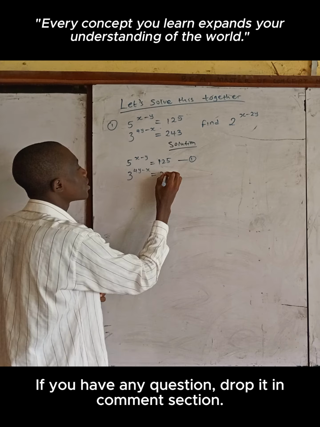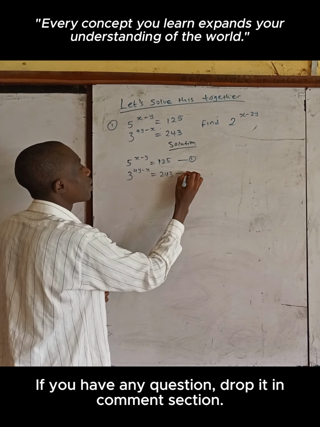What does it mean? When we are talking about simultaneous equation, we are dealing with two different equations, which is 5 raised to power x minus y is equals to 125. This is our equation 1. Then we have 3 raised to power 4y minus x equals to 243. This is our equation 2.